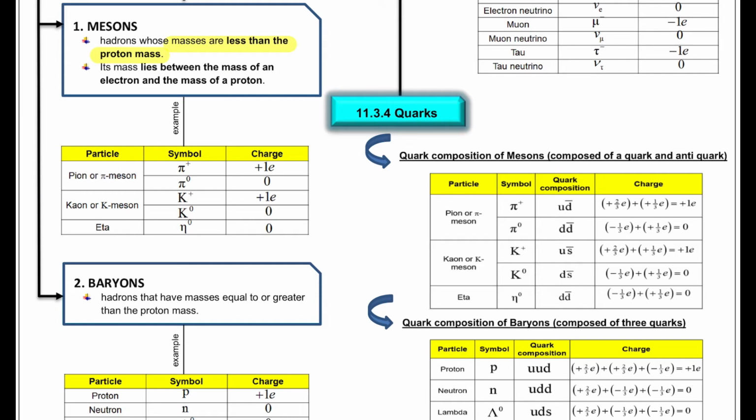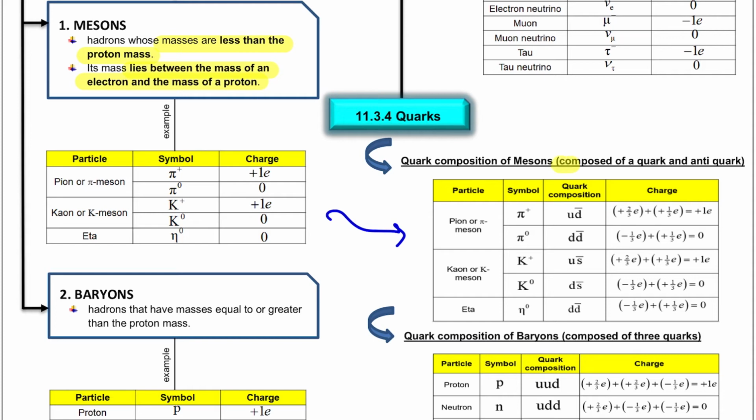Mesons are hadrons whose masses are less than the proton mass, which lies between the mass of an electron and the mass of a proton. Mesons are made of a quark and antiquark, and all are very unstable. The meson particles are such as pion or pi meson, kaon or K meson, and eta, which is an uncharged particle. Now you can see the quark composition for each meson particle in the table on the right side.